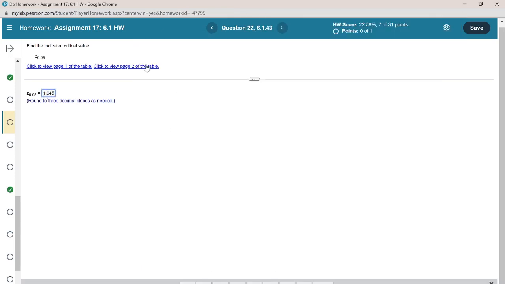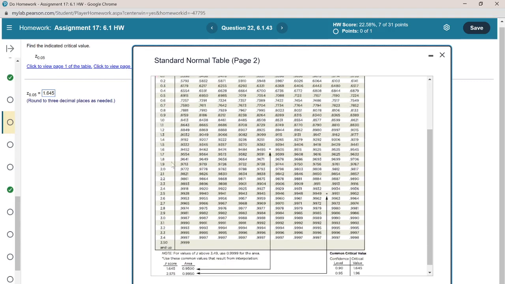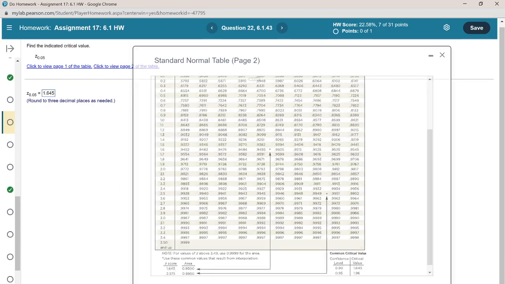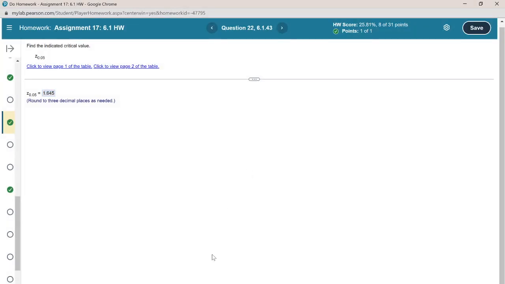1.645. If you want to use the table, we are looking for the area to the left, which is 0.95. So you have to find 0.95 inside this table. 0.95 is somewhere here. Yes, this one. 0.9495, 0.9505. So the Z-score is 1.645. Okay, so that's a standard normal distribution.